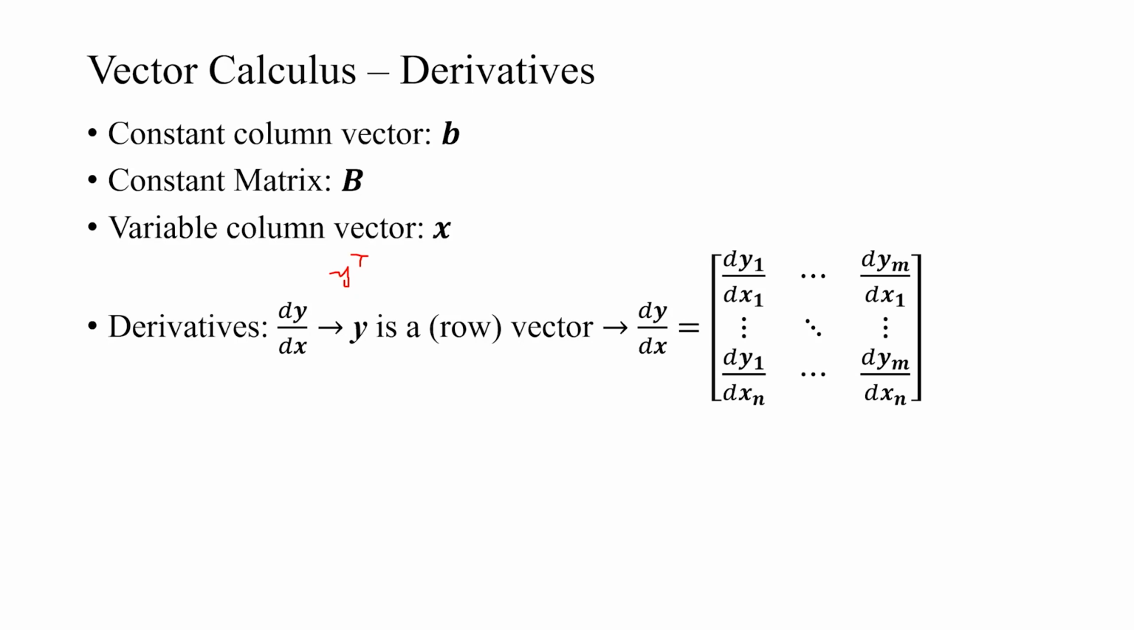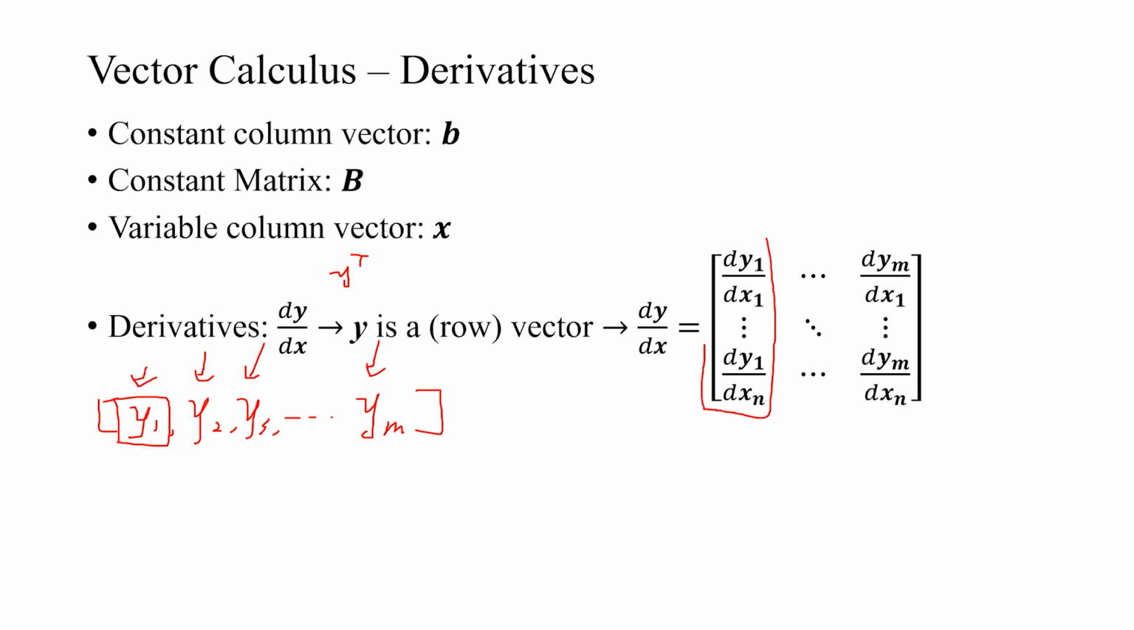So how to understand this matrix? The y is the row vector, so they become y1, y2, y3 to ym, right? Suppose that y is the m dimension vector. And then one thing here is that you just treat each one like a scalar. Each of them is a scalar result, right? Which means that you take y1 and take the derivative by x, which becomes this column. And you take y2, it becomes this column. y3, y4, and then ym become this column.